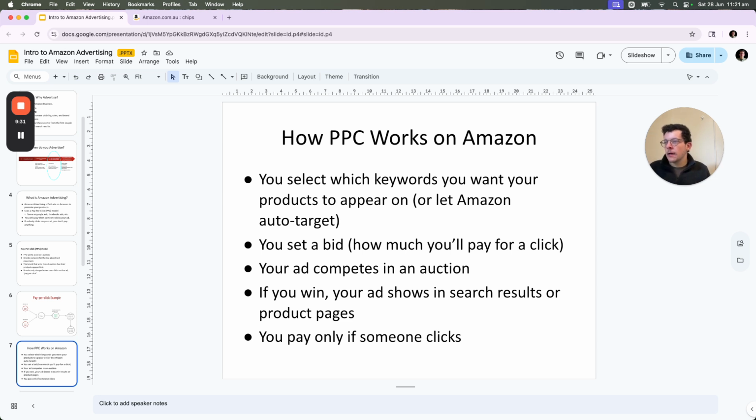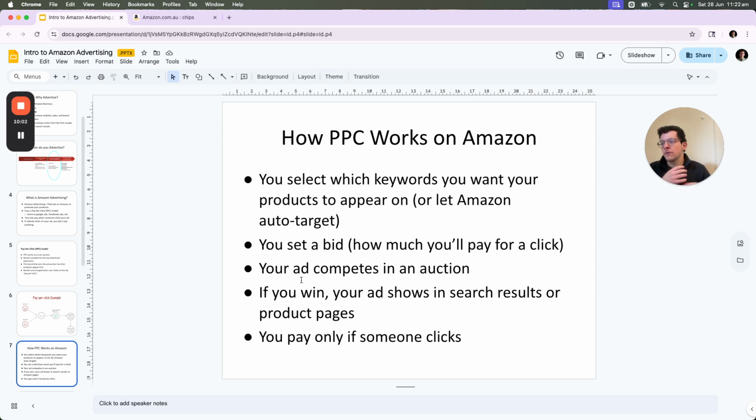When you set up the Amazon ads, and you do this in the advertising platform, you set up which keywords you want your products to appear on. You can also do it automatically, and let Amazon automatically target what keywords are relevant for your products. You set up bids, the maximum you want to pay for a click, and then the ads will compete in that ad auction in the back end.